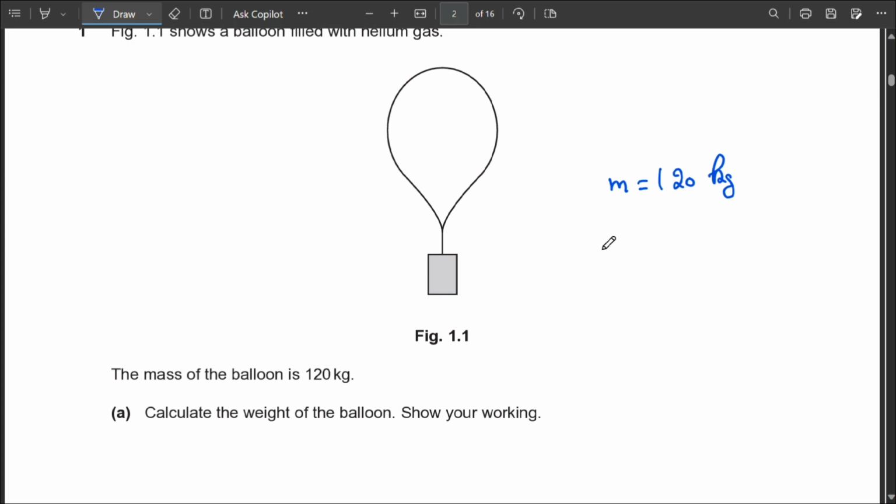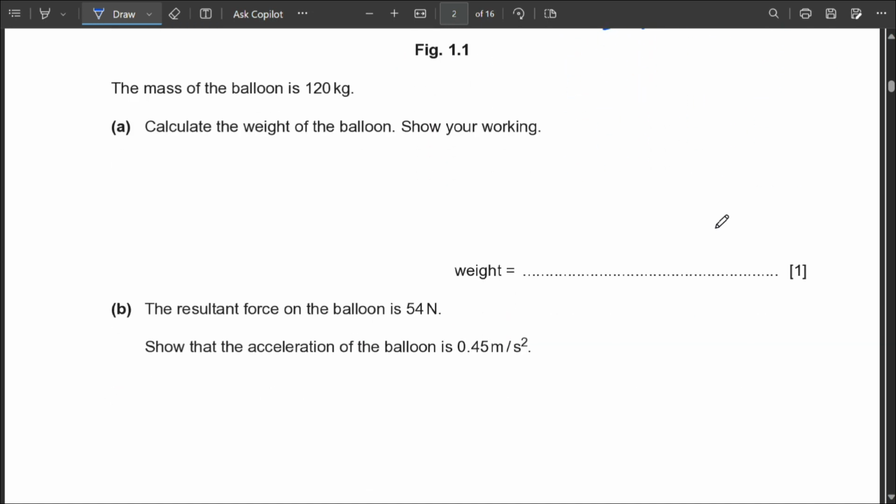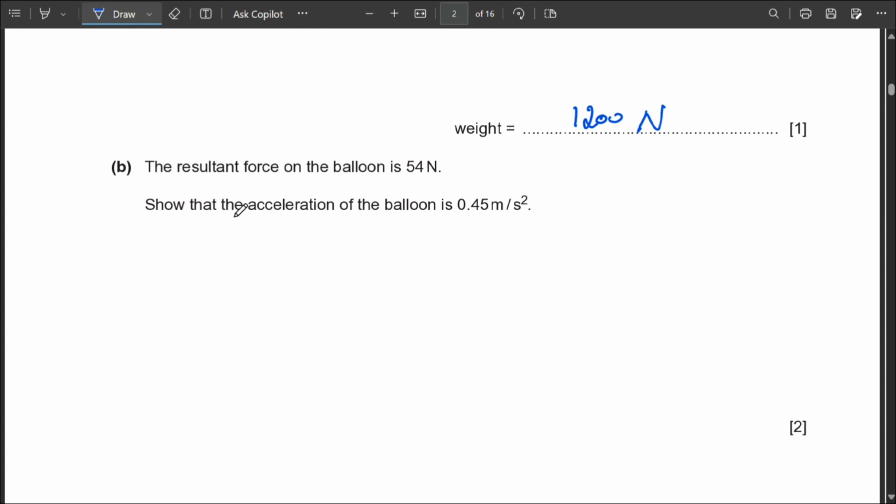Show your working. See, we know that W is weight. W equals m into g. So we take the value of g as 10. So this is 120 into 10. So that is 1200. So the weight W is 1200 Newton. So the answer is weight is 1200. We write Newton over here. 1200 Newton.